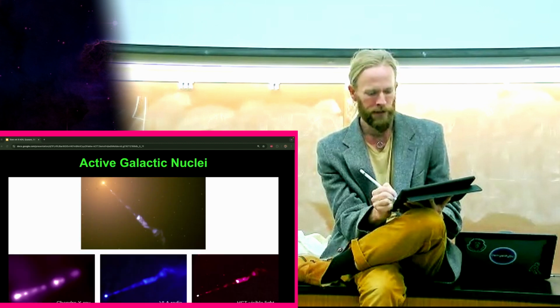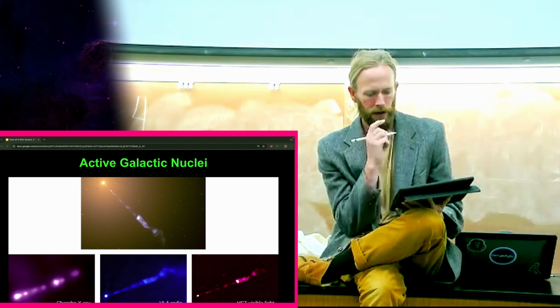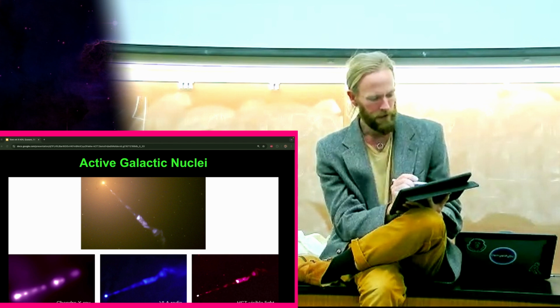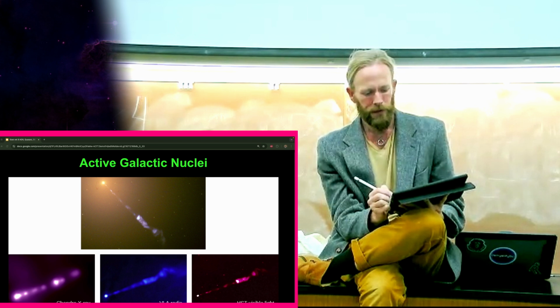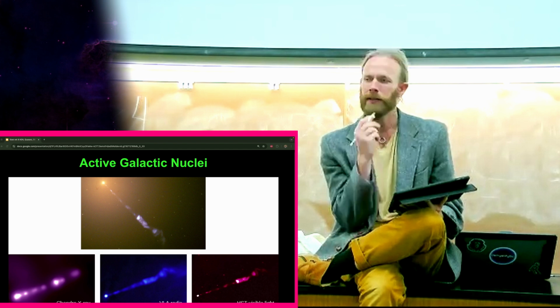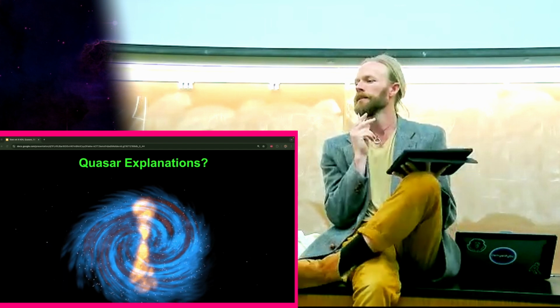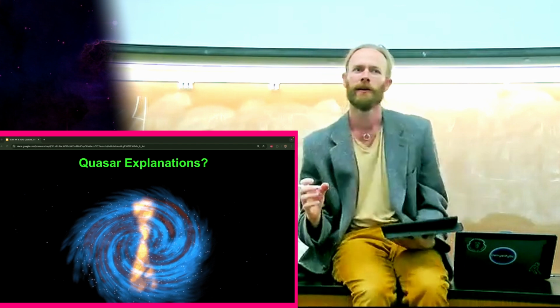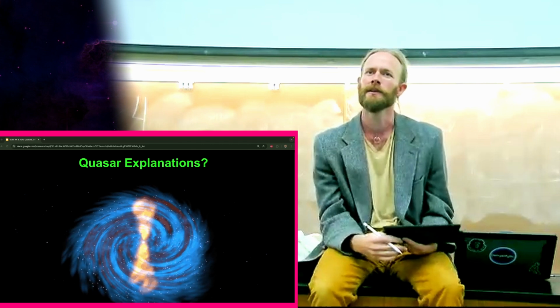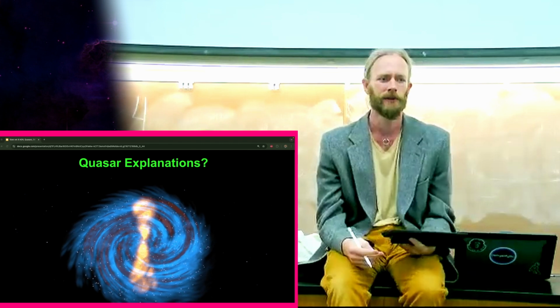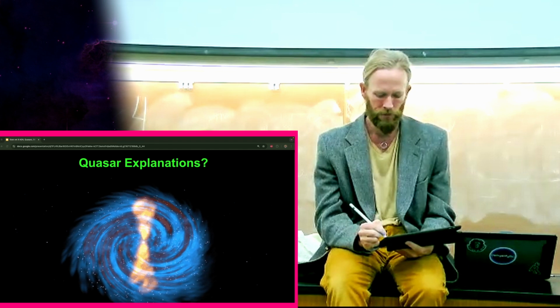All right. Here's another picture of one of those jets, and some different wavelengths. Okay, so the standard problem is that these things are tiny. There's an unbelievable amount of energy and light as a result of that being emitted from a tiny little place.